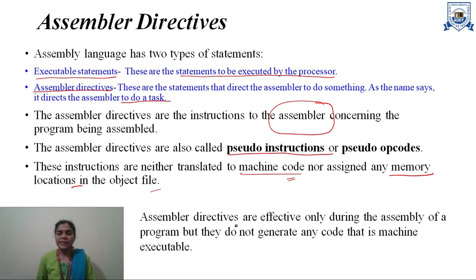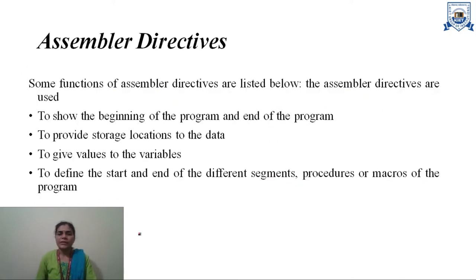So assembler directives are effective only during assembly of a program, but they do not generate any code that is machine executable. Instructions are machine executable, but pseudo instructions, or assembler directives, are only for the assembler, directing it to perform some task. And what are these tasks? Some functions of assembler directives are listed below.